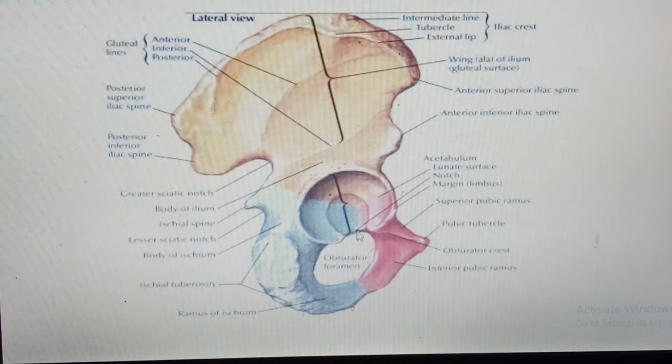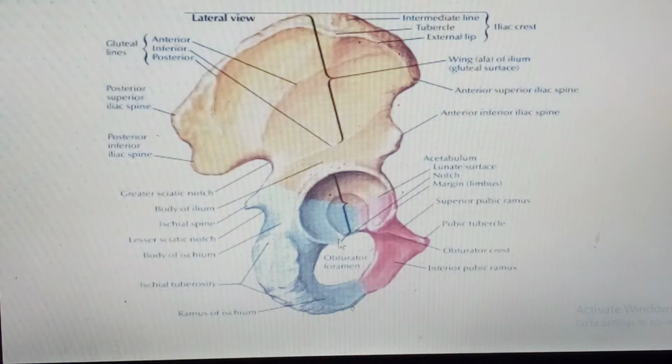Now, here at the lower aspect, there's a notch, and that's what we call the acetabular notch. Okay, so that's what I want you to know. Now, this acetabulum, as well as, of course, the rami of the pubis, the ramus of the ischium, and the body of the ischium, will contribute to the formation of this foramen. And this foramen is what we call the obturator foramen.